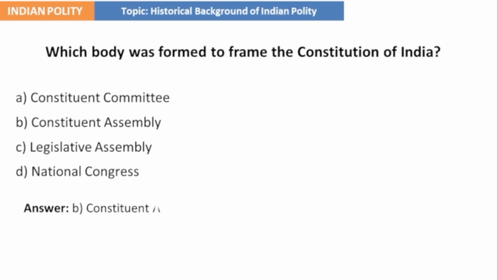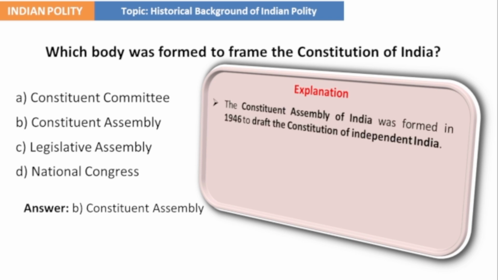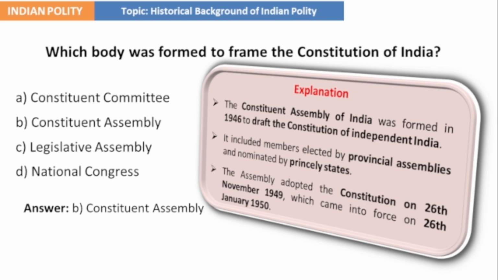Right answer is option B, Constituent Assembly. The Constituent Assembly of India was formed in 1946 to draft the Constitution of Independent India. It included members elected by provincial assemblies and nominated by princely states. The Assembly adopted the Constitution on 26 November 1949, which came into force on 26 January 1950.